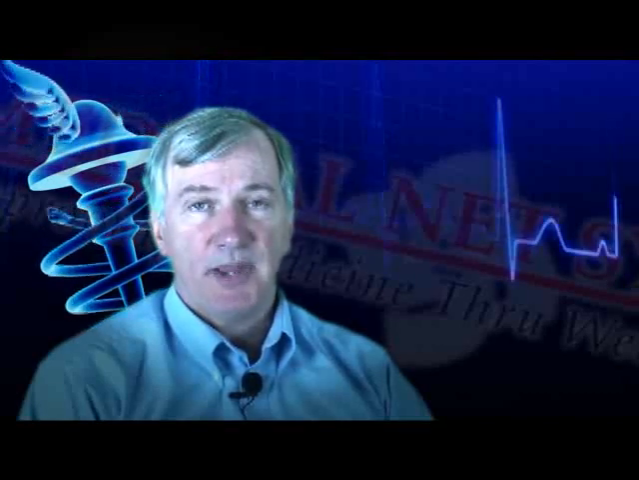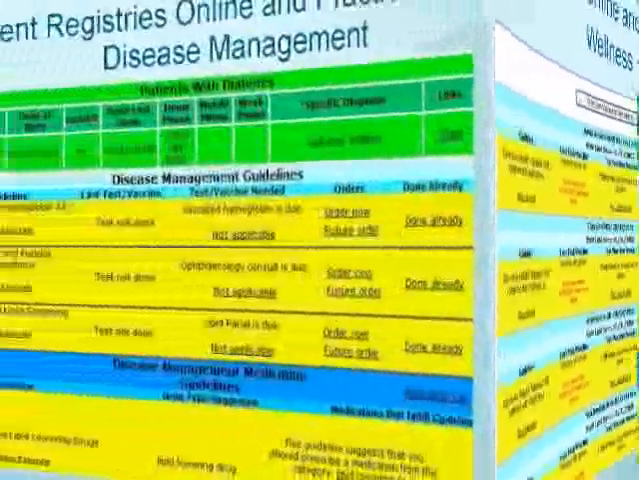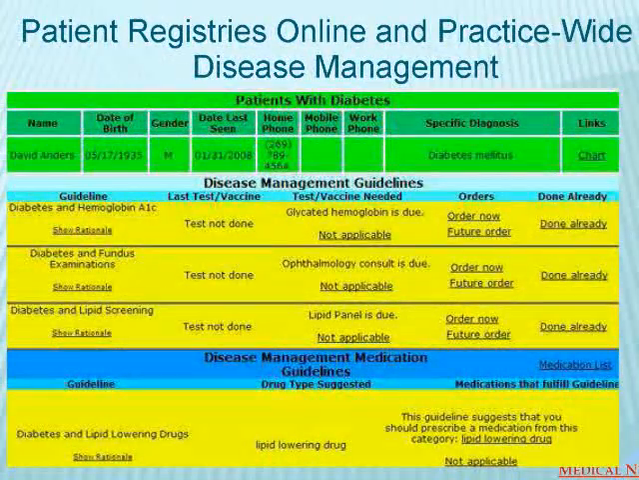Patient registries are the aggregation of all the guidelines for all the patients in the practice. The registries are divided into wellness and disease registries. The wellness registries contain all the patients with appropriate demographics who are due for preventive medicine tests or procedures. The disease registries contain all the patients in the practice with a given disease. They are listed with the appropriate disease management and disease management medication guidelines.